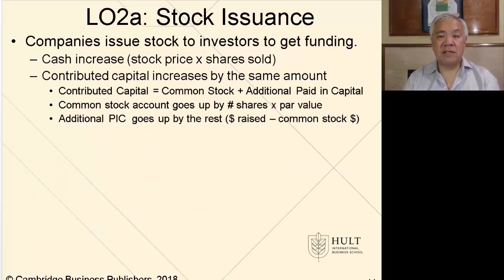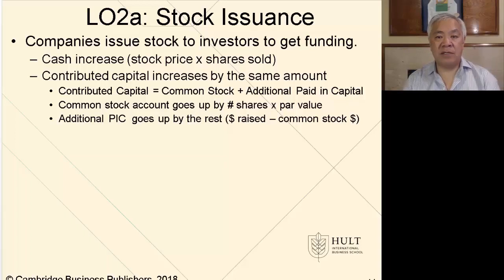Learning Objective 2 starts our description of common transactions and how we do accounting for them. First, the stock is issued by a company to investors to get funding. So what happens? Cash goes up because we just sold some stock. The amount it goes up is the number of shares times the price per share paid by the investor. The other side is contributed capital goes up.